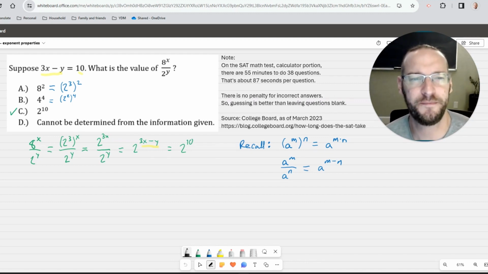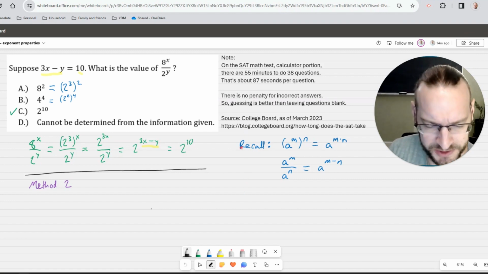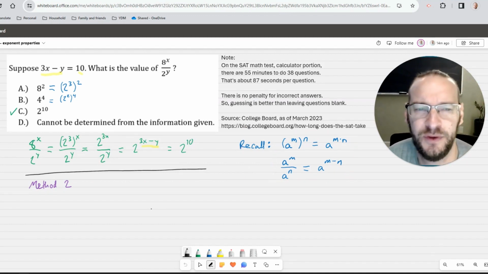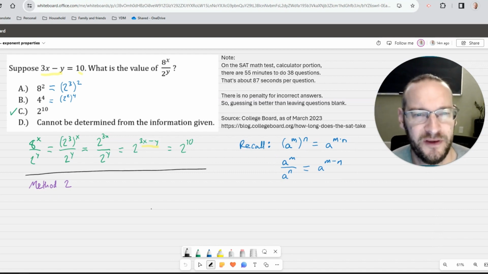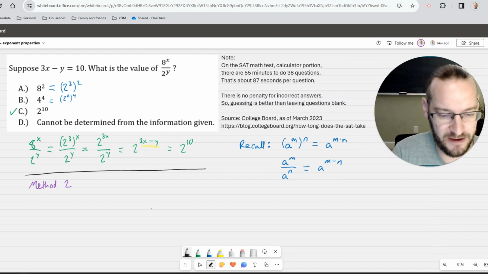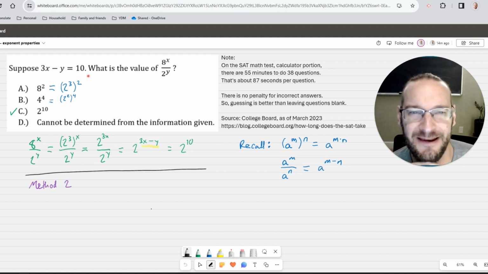All right, so that was method 1. Well, how about method 2? Let's suppose that when we first noticed this question on the test, these exponent properties didn't come to mind right away. What could we have done instead that might also have helped us come up with a solution to this problem? Well, I would say it may be useful to make up some possible values for these numbers x and y, which do satisfy the given condition that 3x minus y should be the number 10.